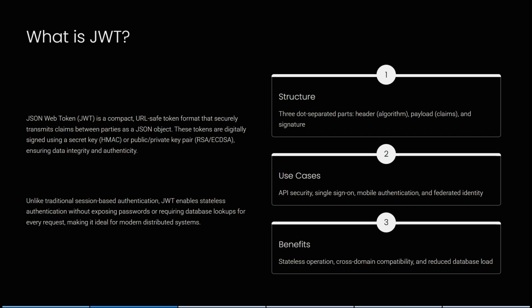It enables stateless authentication without exposing passwords or requiring database lookups for every single request, making it more ideal for modern distributed systems. There are three separate parts, which are the header, the payload, and the signature, which is a great structure. Some of its use cases are API security, single sign-on, mobile authentication, and federated identity. Some of their benefits include stateless operations, cross-domain compatibility, and reduced database load.